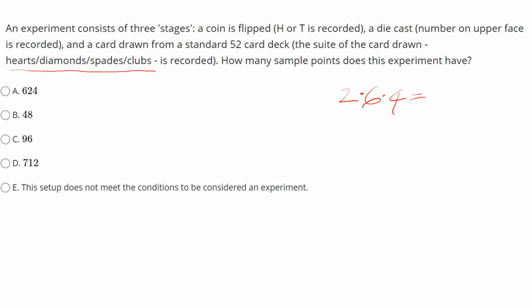Note that in this case we have m times n times p rather than just mn, right? And the same goes for any number of stages in a given experiment. In other words, we can expand this to q, to r, and so on. Okay, next question.